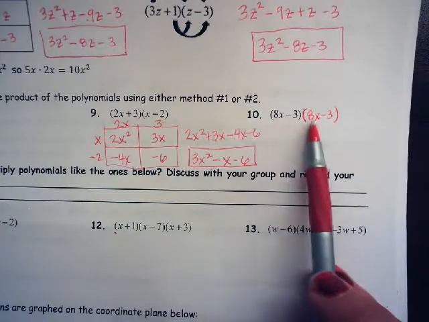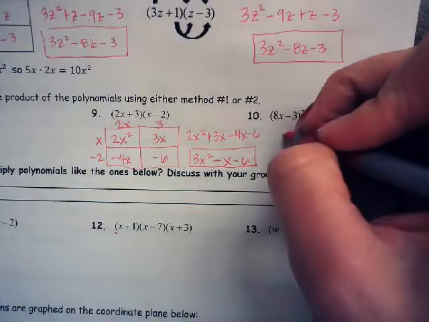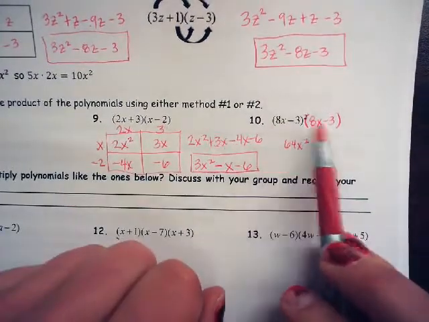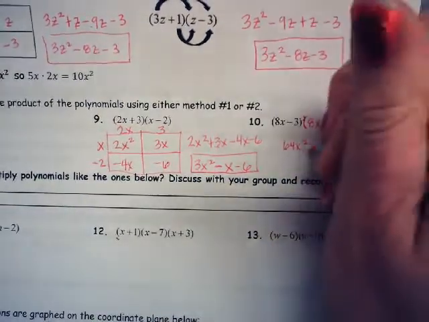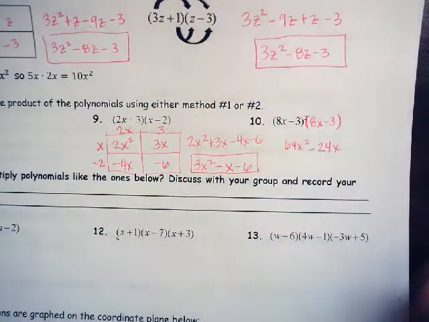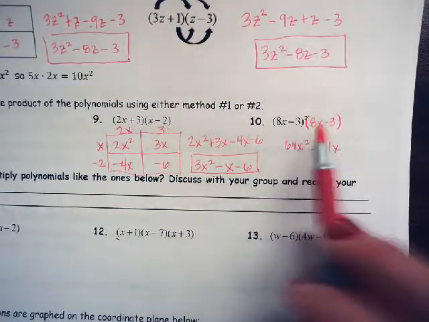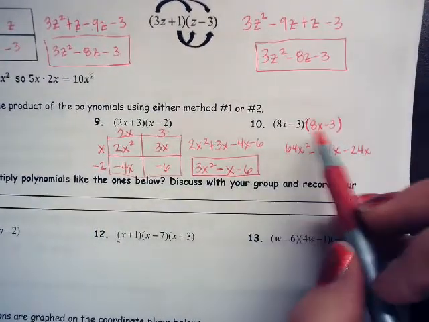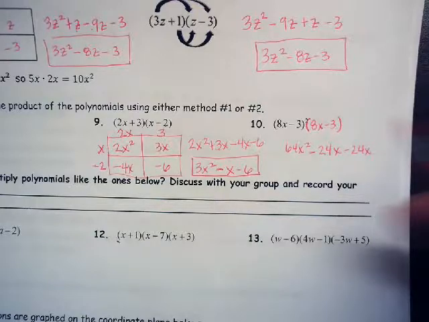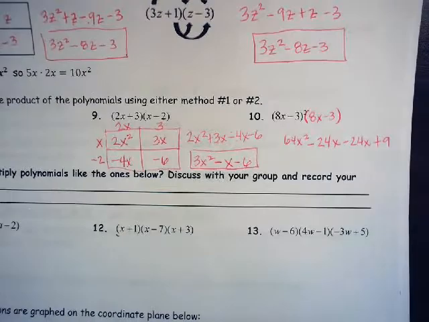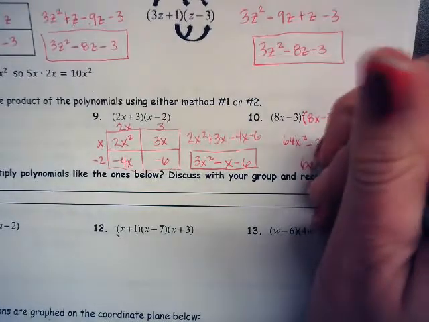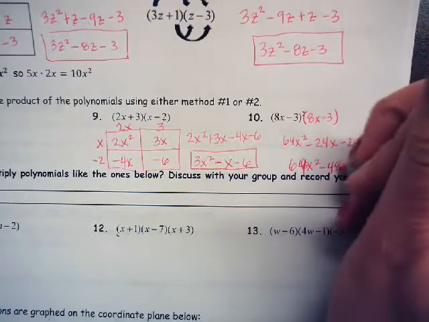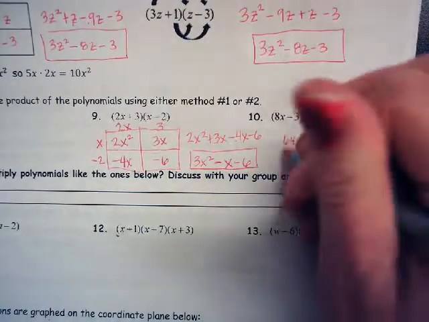So if I go first, I go 8x times 8x is 64x squared. Outside would be 8x times negative 3, so that's negative 24x. Inside is negative 3 times 8x, so negative 24x. And then last would be negative 3 times negative 3, so that would be plus 9, positive 9. If I combine my two middle terms, I get 64x squared minus 48x plus 9.